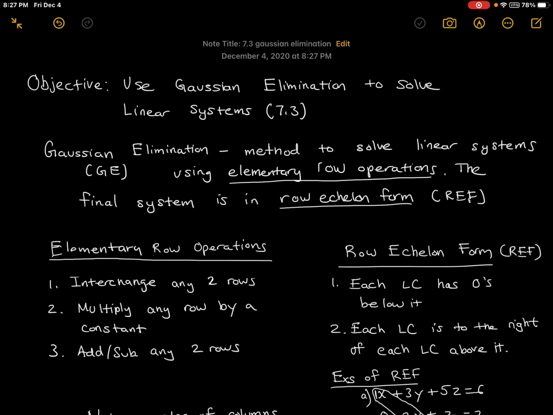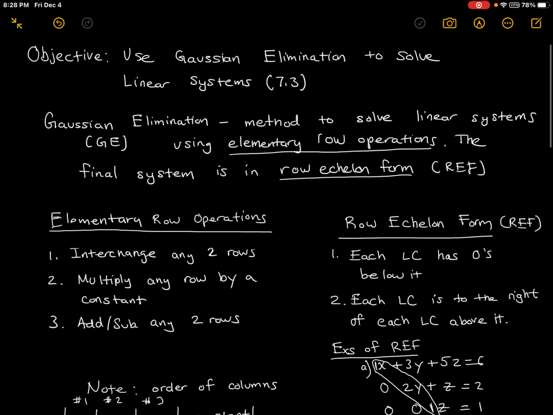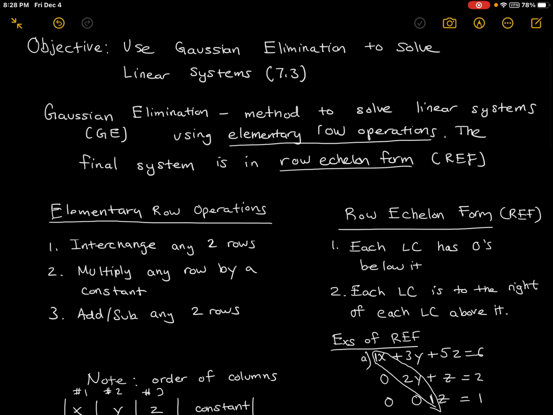All right, so moving on to 7.3, we're going to use this process called Gaussian elimination to solve linear systems. And what is Gaussian elimination? If you take a look, it's using elementary row operations to solve linear systems. And the final system has to be in this form called row echelon form, which we'll abbreviate as REF.